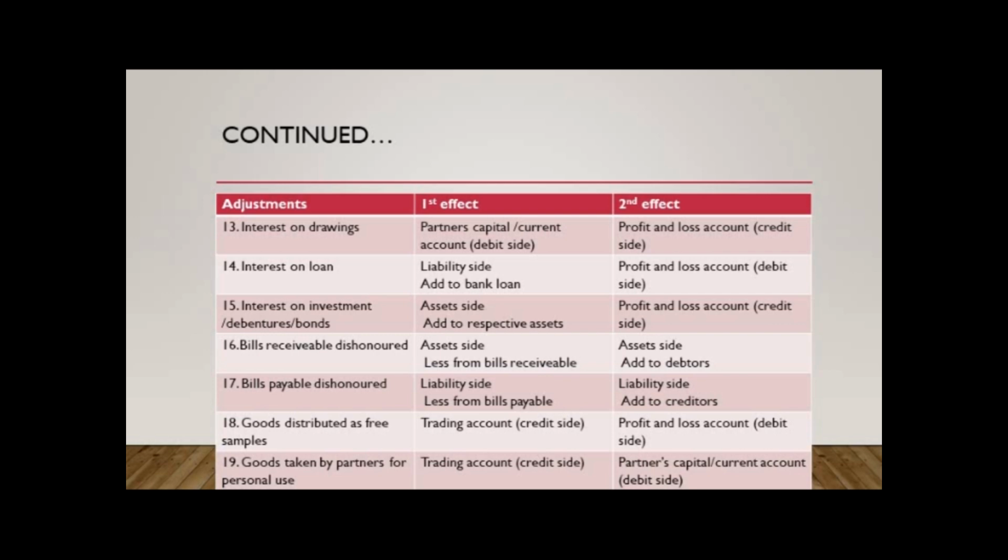Students, remember, whenever any adjustment is related with the goods, the first effect will come on the trading account credit side. So goods distributed as free sample: first effect, trading account credit side, and the second effect, profit and loss account debit side. The next is goods taken by partners for personal use. Again it is related with goods, therefore the first effect will come on the trading account credit side, and the second, it is your additional drawing, therefore it will come on the partners' capital or current account debit side.